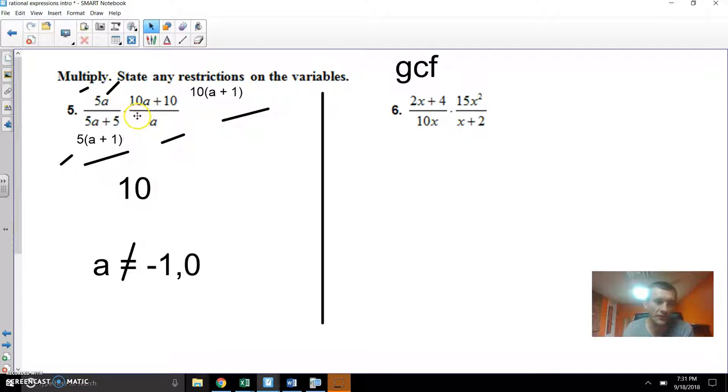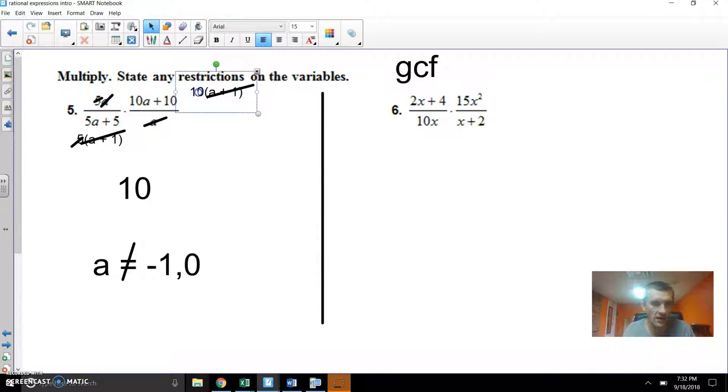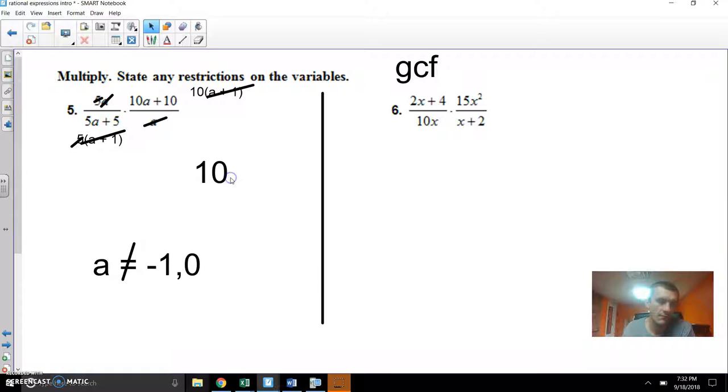So now I'm looking for anything that matches. This 5 can cancel with this 5. This a plus 1 can cancel with this a plus 1. This a can cancel with this a. And all that is left is the 10 right here that I took out of the top right part of the fraction. So your final answer is 10, but that's only if you didn't plug in an a value that becomes undefined by dividing by 0.